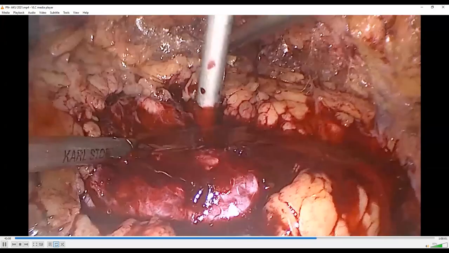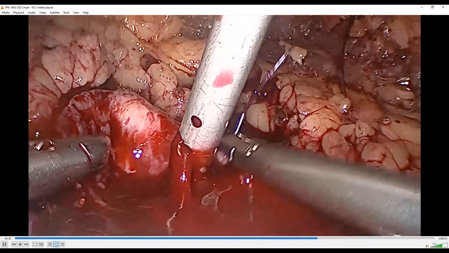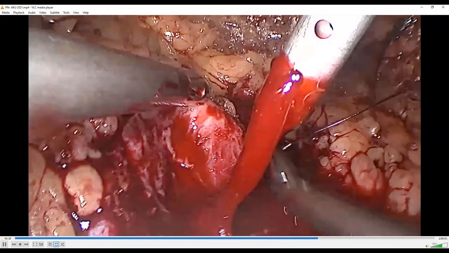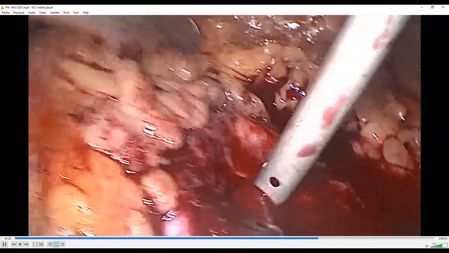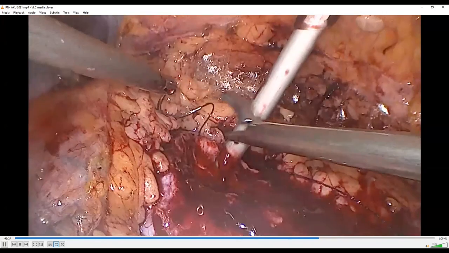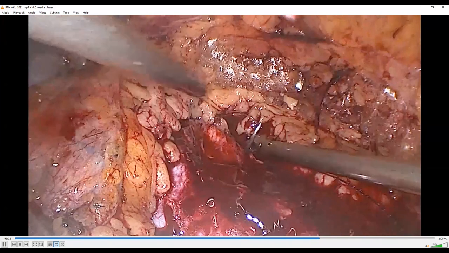So usually I park my stitches. The other thing which I do, I park my stitches already in the abdominal cavity so that I don't have to come out. So I usually hook them up with the abdominal wall from the inside. So this is the renorrhaphy stitch.